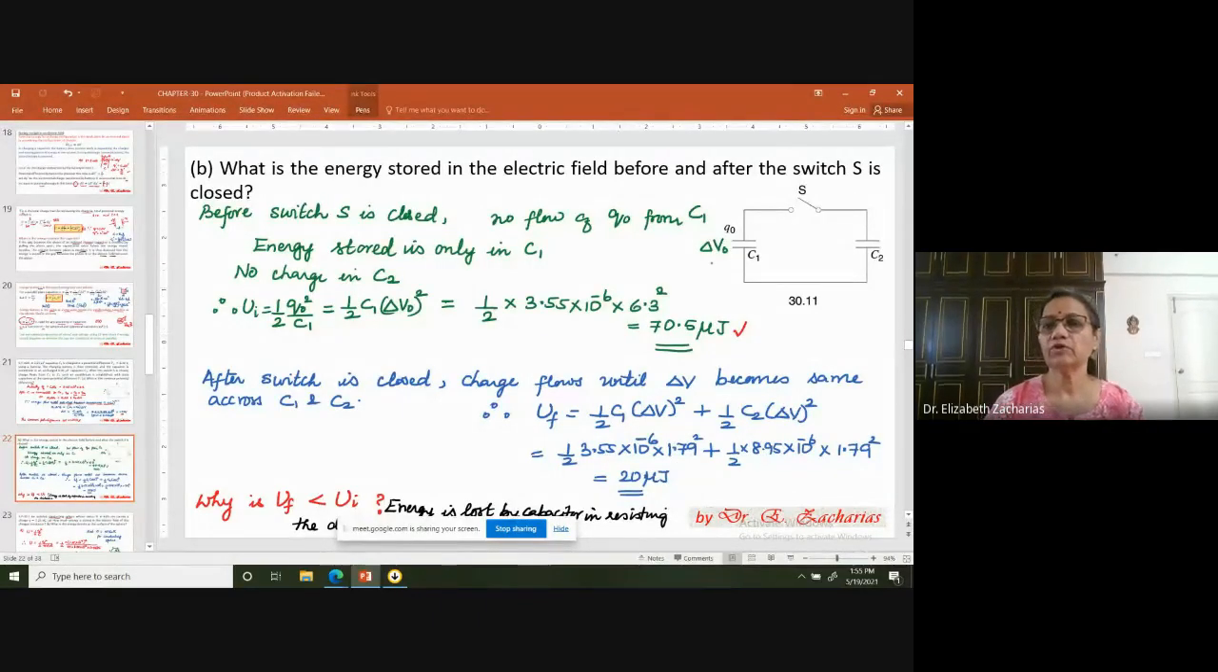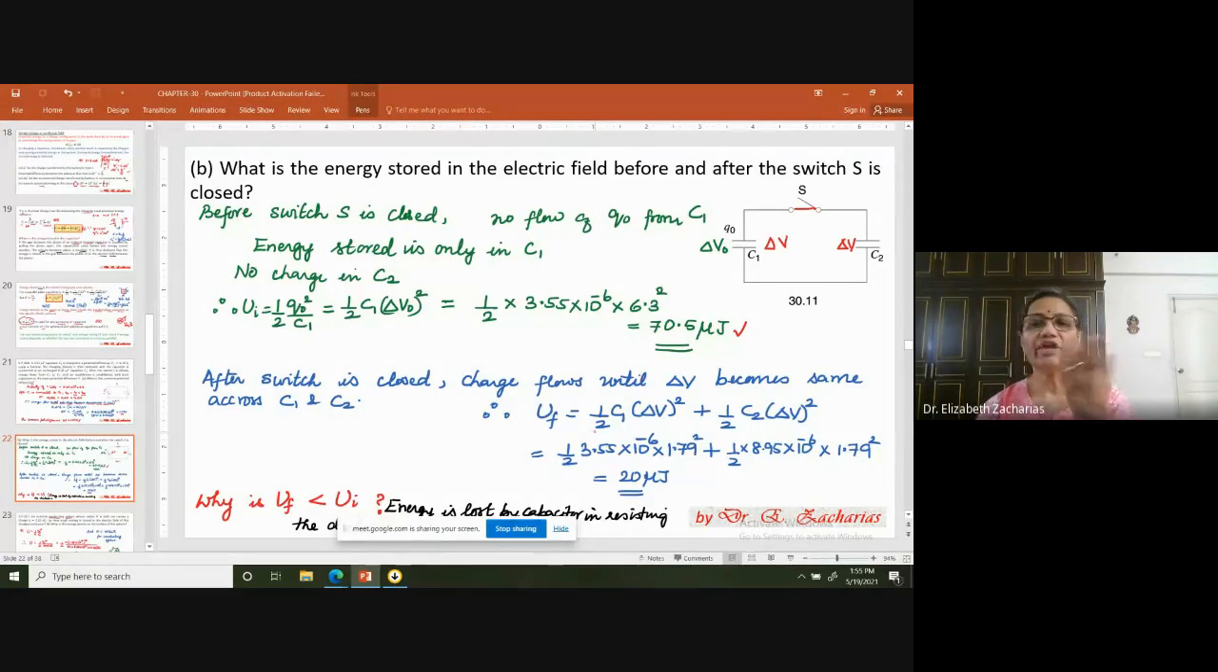Now what is happening? Close the key. Once you close the key, I told you charges will flow till the potential difference becomes the same. So this also becomes delta V. Now, what is the final energy? The final energy is going to be energy stored in the first capacitor plus energy stored in the second capacitor.